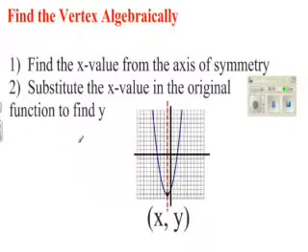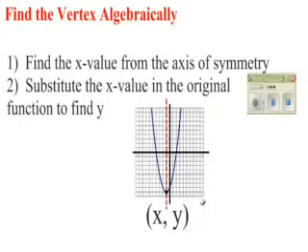Now that we can find the axis of symmetry, it's very easy to find the actual vertex, or the minimum or maximum point on a parabola. Now we're going to learn to find the vertex of a parabola. Remember, the vertex is the minimum or maximum value of your function. And you will notice that the axis of symmetry goes right through the vertex.